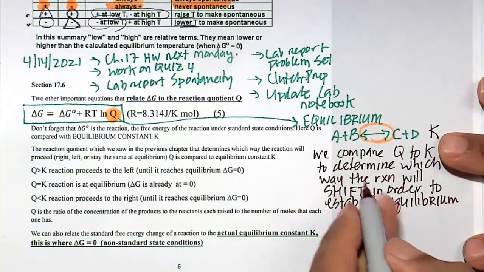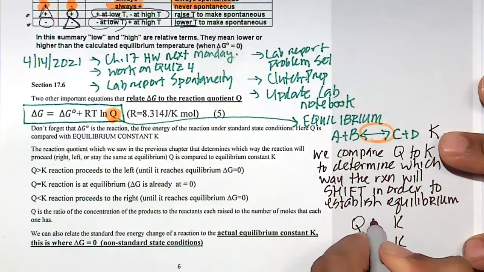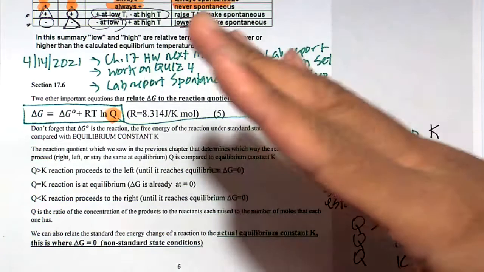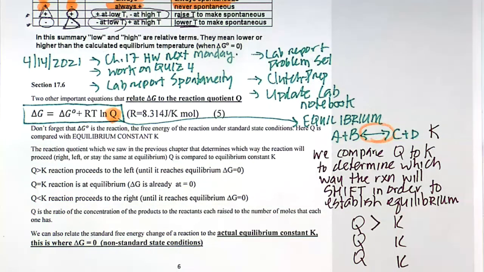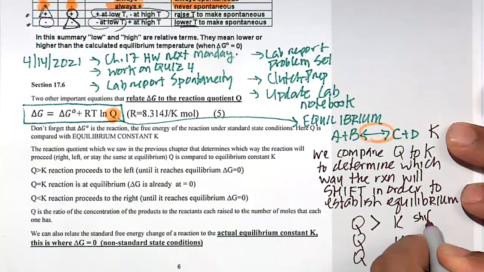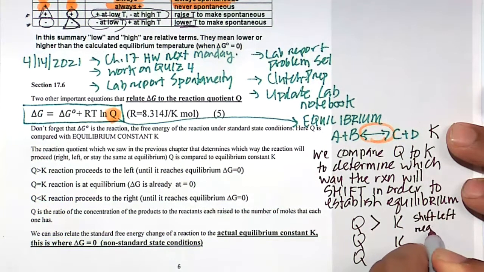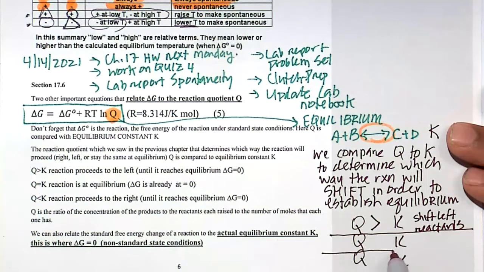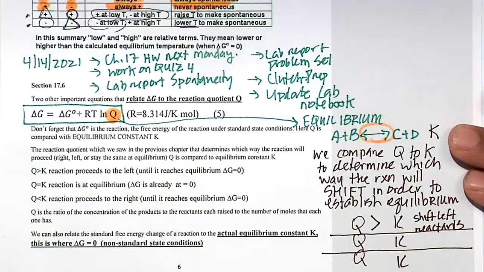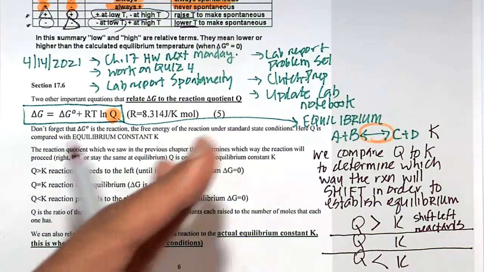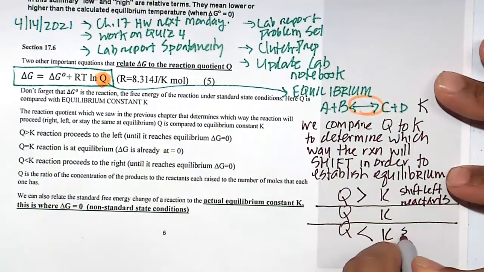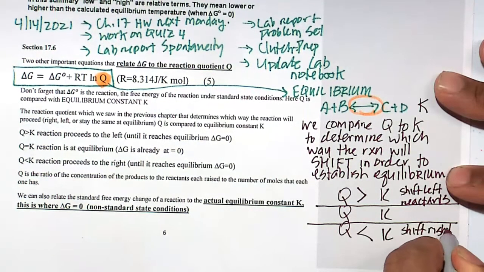As long as you put Q first and then K second, we have a situation where Q is greater than K. The alligator jaws are pointing to the left, so the reaction is going to shift to the left, to the reactant side. The other scenario, if Q is less than K, the alligator jaws point towards the product side, so the reaction will shift to the right, which is the products, in order to establish equilibrium.